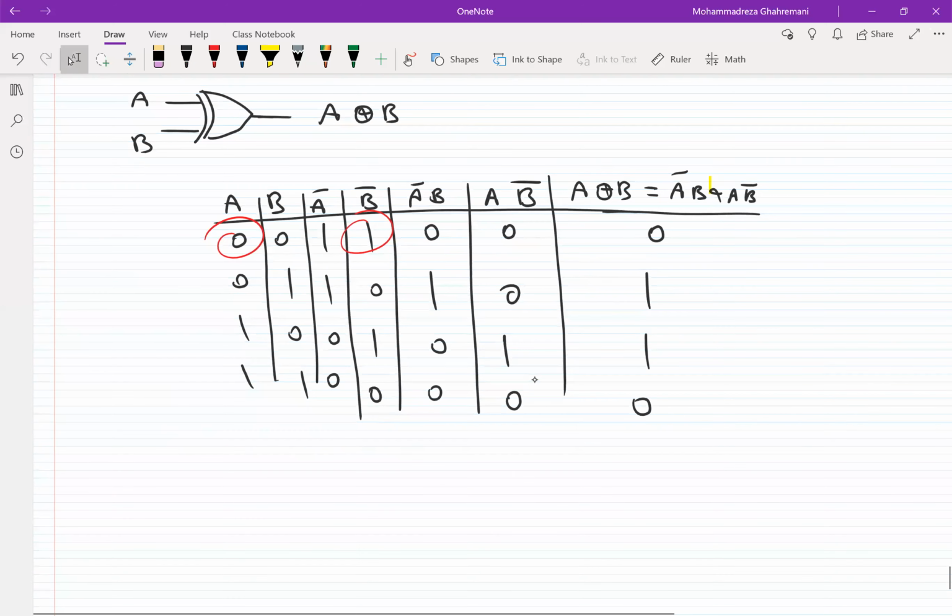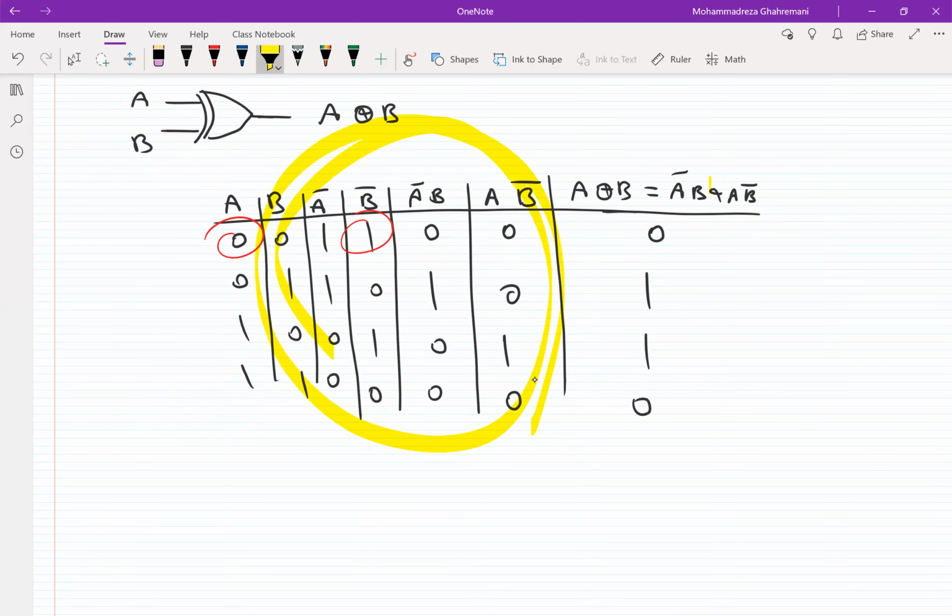Okay, but we didn't have to write all these middle calculations, because based on the definition of the XOR gate, we know that the output is 1 if an odd number of the inputs are equal to 1.